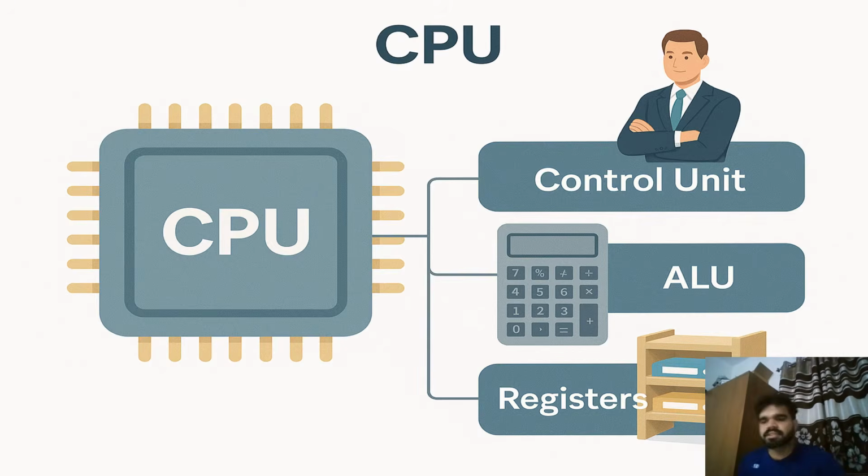Now let me discuss the CPU. How many main parts are there in the CPU? There are three main parts: the control unit, the arithmetic logic unit (ALU), and the registers. The control unit is nothing but the manager. You can see the picture. A manager controls the work and distributes all the work. Similarly, the control unit does these controlling things in the CPU.